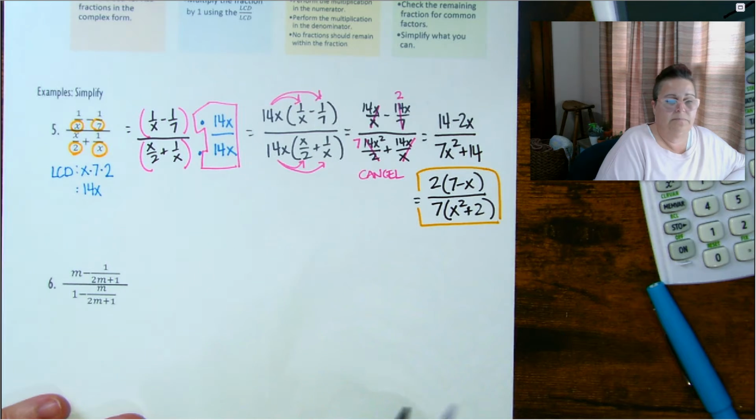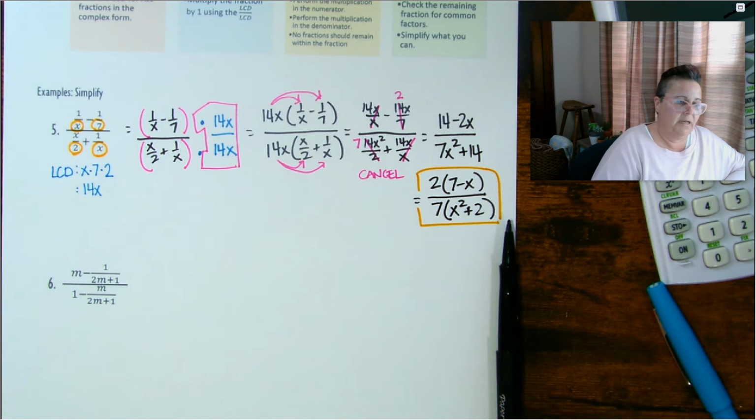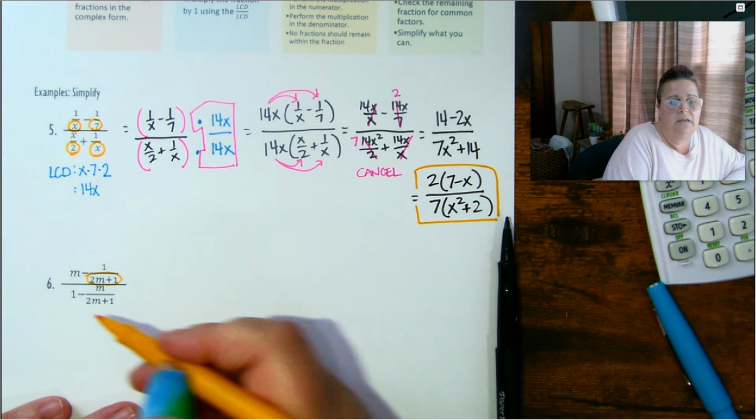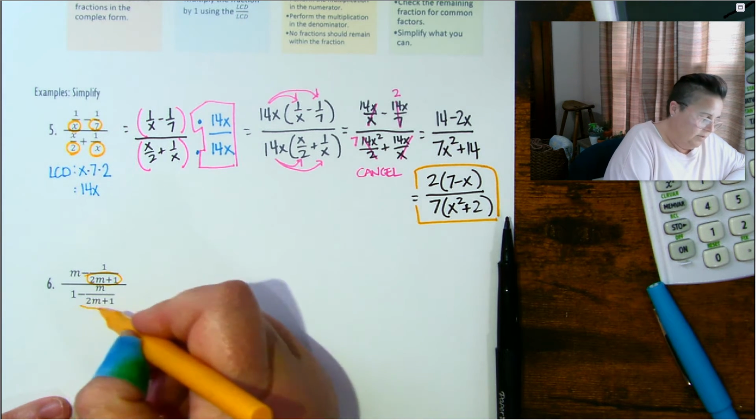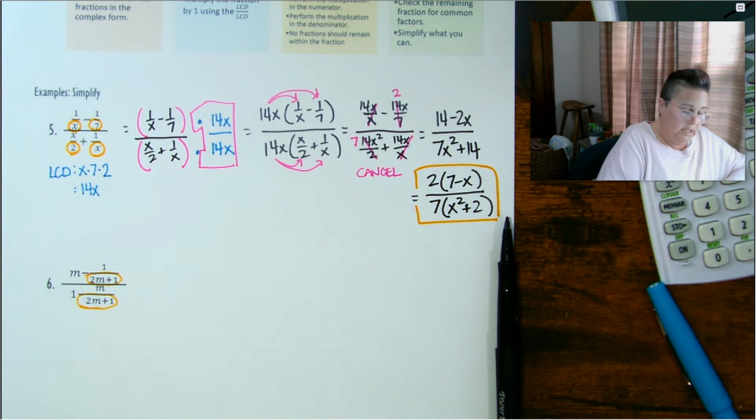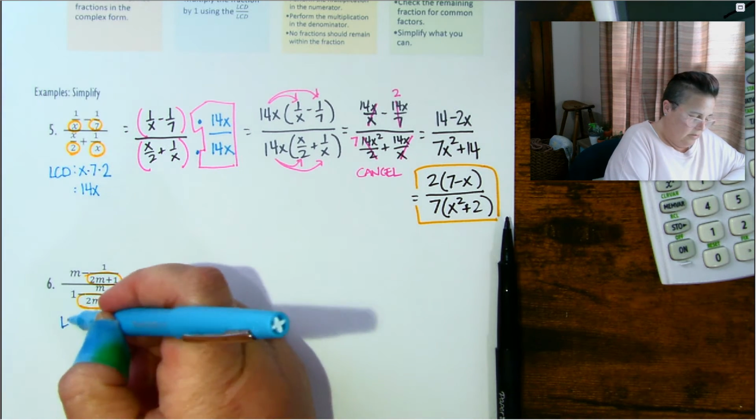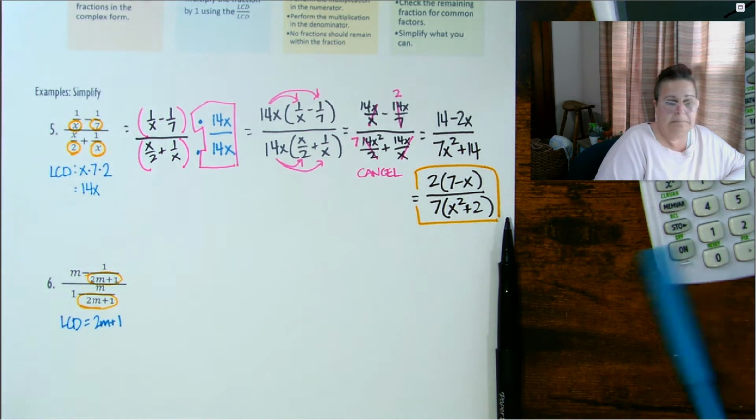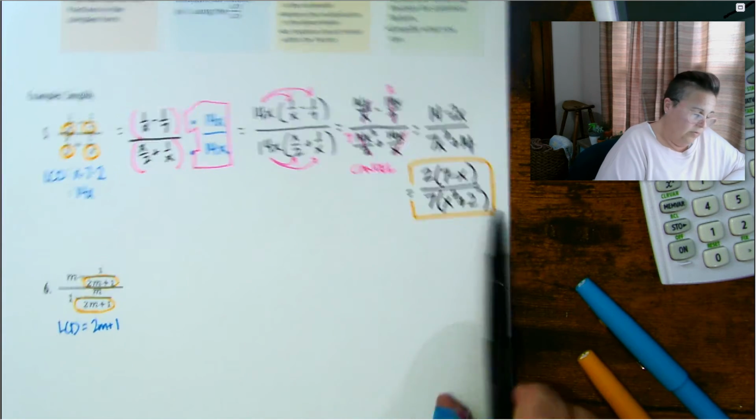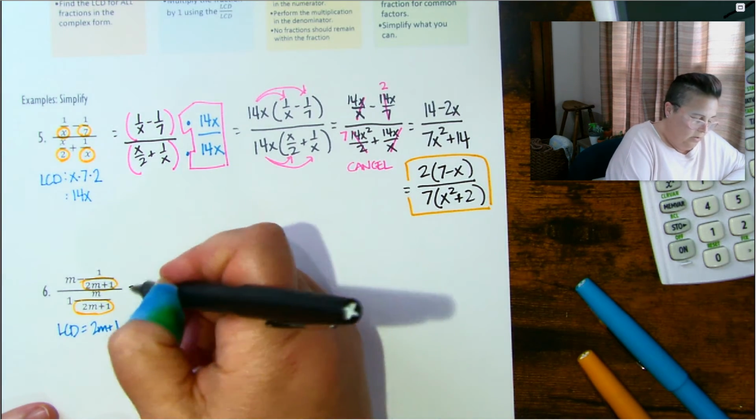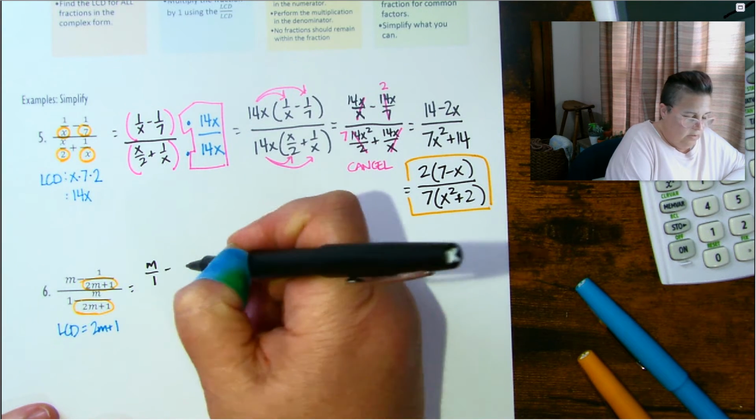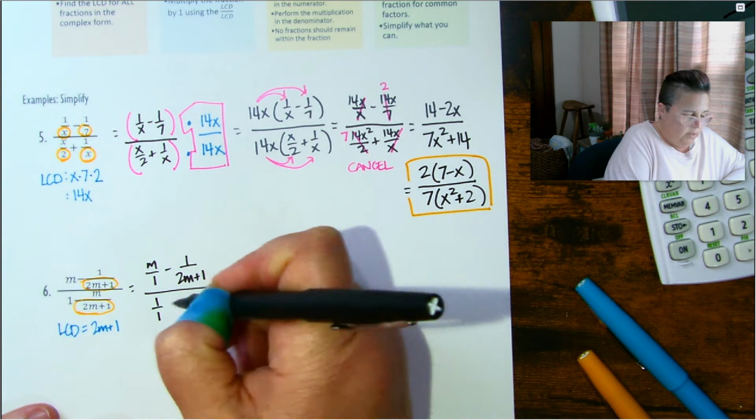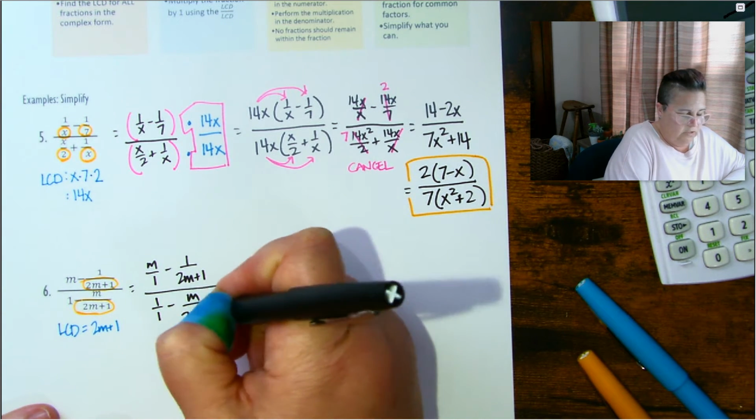Let's try another one. Problem number 6. We have m minus 1 over 2m plus 1. There's a denominator within, and 1 minus m over 2m plus 1. My least common denominator is indeed the 2m plus 1. There's no other denominators. I could put them over 1, I suppose, if I write it that way. Right? I could have m over 1 minus 1 over 2m plus 1.